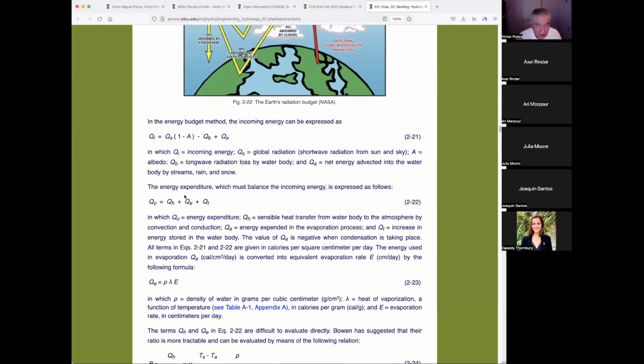The energy expenditure is this. Energy expressed as Q sub O is the energy expenditure, the use of energy: sensible heat transfer from the water body, and energy spent in the evaporation process. Right, evaporation is going to use some energy. So we need to calculate that energy and convert it eventually by a very convenient formula to depth, because depth is what we're interested in, volumes of water. And there's a direct relationship between the energy and the depth, which we'll take a look at in a minute.